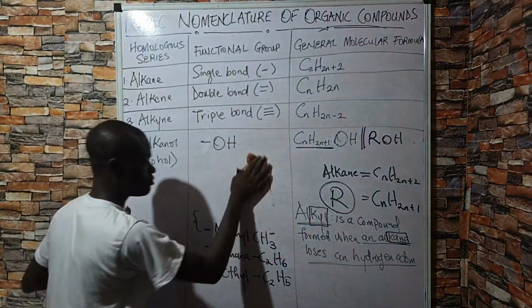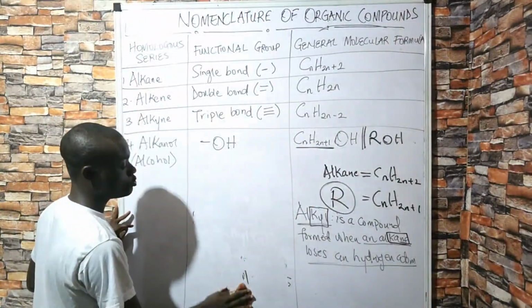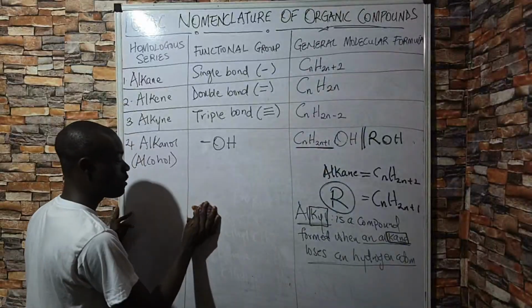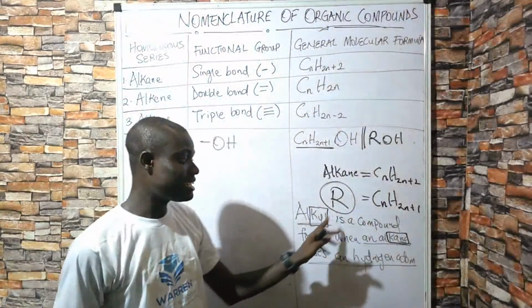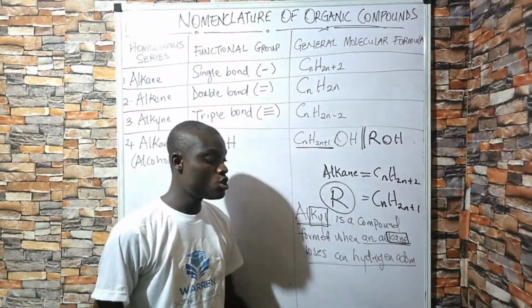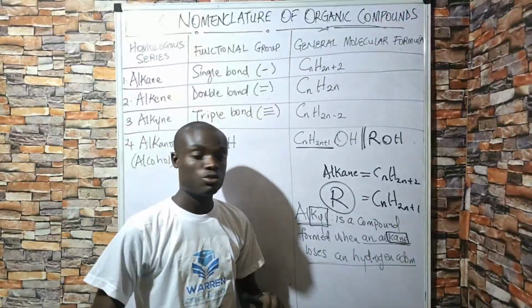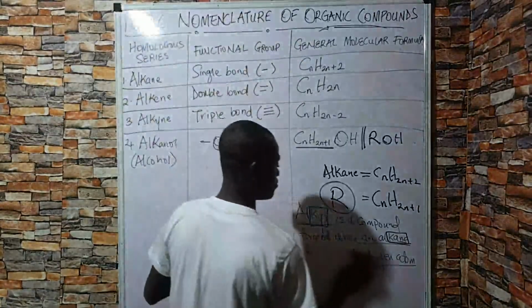So let's move on. Because at some point we are no longer going to write CnH2n plus 1. We just write ROH. So you should know that the R is an alkyl. And an alkyl is a compound formed when an alkane loses a hydrogen atom. So let's move on.